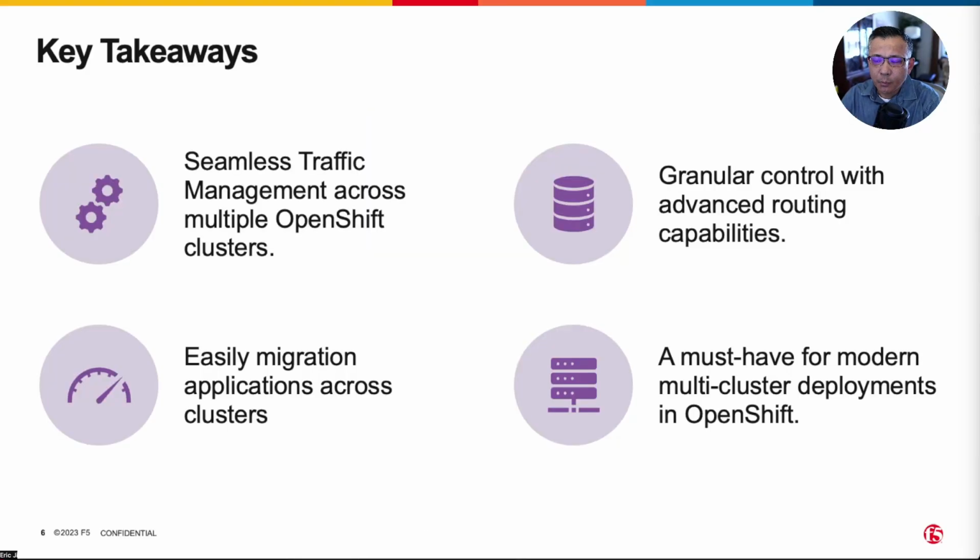In today's session, we demonstrated how to scale a multi-cluster OpenShift application using F5 BIG-IP CIS. Let's revisit what we learned. F5 BIG-IP CIS offers seamless traffic management across multiple OpenShift clusters. It also provides granular control to do ratio load balancing across multiple clusters. It also provides easy migration of applications across multiple clusters. And most importantly, this is a must-have feature for all modern multi-cluster deployments for OpenShift.